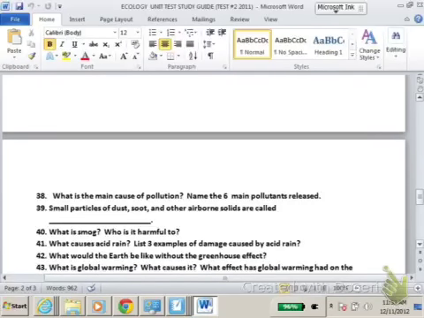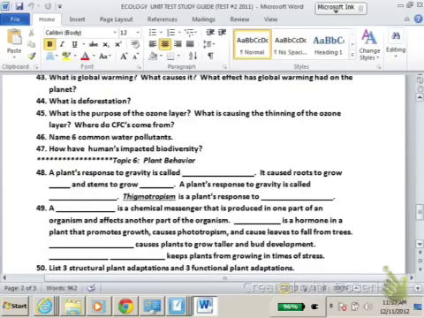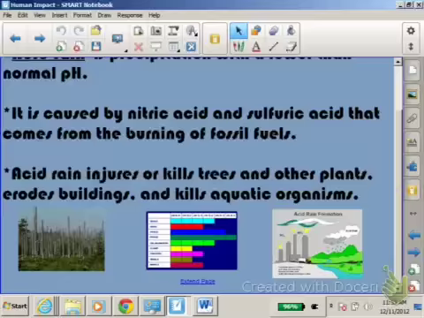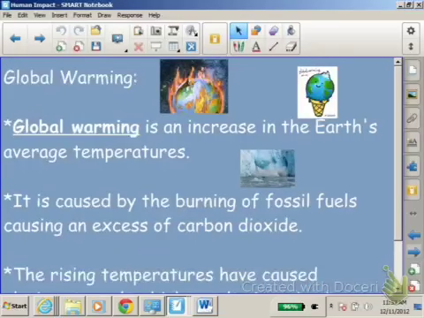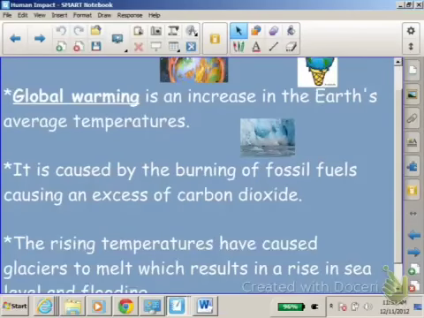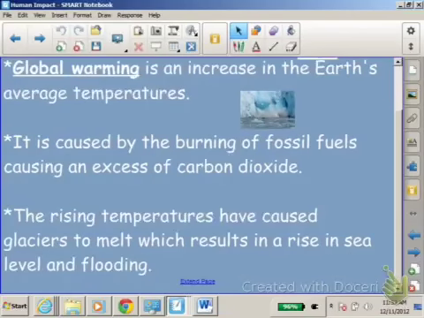43, what is global warming? What causes it, and what effect has global warming had on the planet? Let's look here. Basically, global warming is an increase in the Earth's average temperature. It's also caused by the burning of fossil fuels, which causes an excess of carbon dioxide. And basically, the rise in temperatures has caused the glaciers to melt, which results in a rise in sea level and flooding. And remember that a lot of things have lost their habitats too.